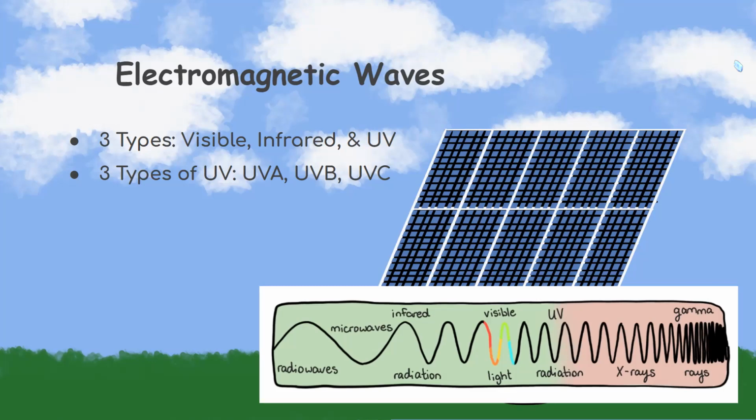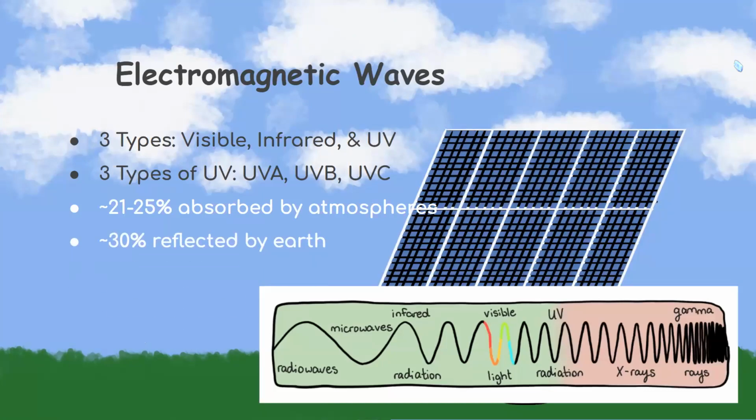Of the radiation that travels from the sun towards the Earth, about 21 to 25% gets absorbed by the upper and lower atmospheres. This includes all of UVC and most of UVB waves. About 30% of what is not absorbed by the atmospheres gets reflected by things on Earth, and the remaining about 45 to 49% is absorbed by things on Earth. Most of what is absorbed is comprised of visible light.